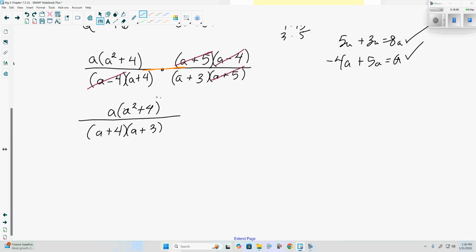Now with that a squared plus 4, the degree is 2, so there's a chance that it could factor. A squared is a perfect square, it's a and a. 4 is a perfect square, it's 2 and 2, yes? Is that a difference of perfect squares? No, it's a sum of perfect squares. We don't have a way to factor a sum of perfect squares, so that's as simplified as it gets.